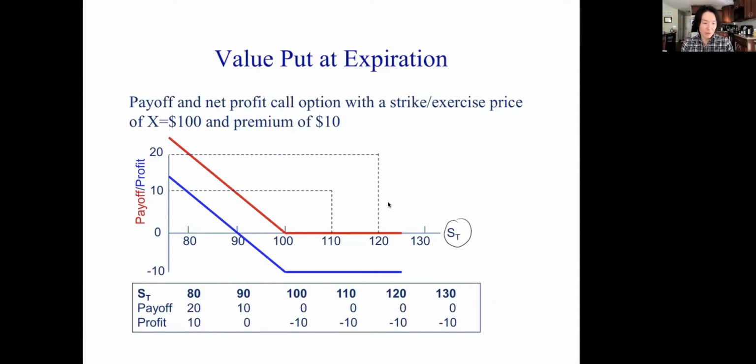Again, this put option is not free. You have to purchase it. What is the price? Price is $10 in this example. So your profit net of premium is basically the shift of the hockey stick to the south.